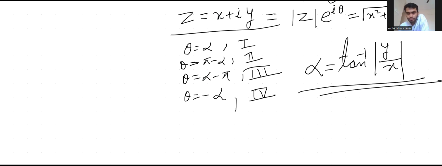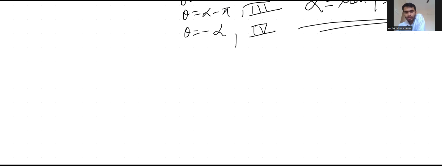Now, after this, we will move to cube root of unity, nth root of unity, or nth root of a complex number. So cube root of unity first. Okay. So cube roots of unity. Unity means 1.